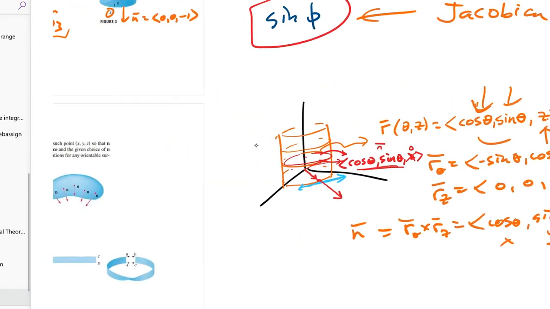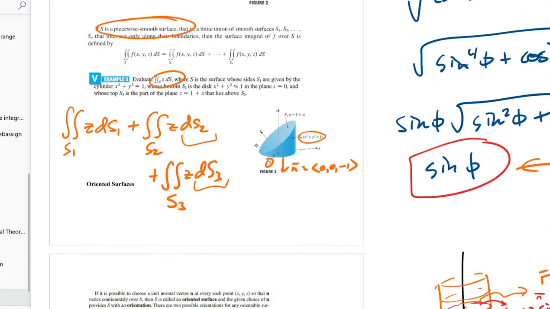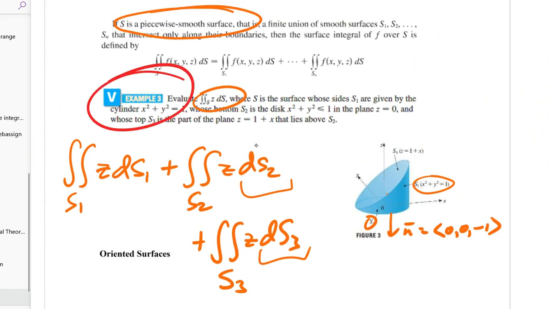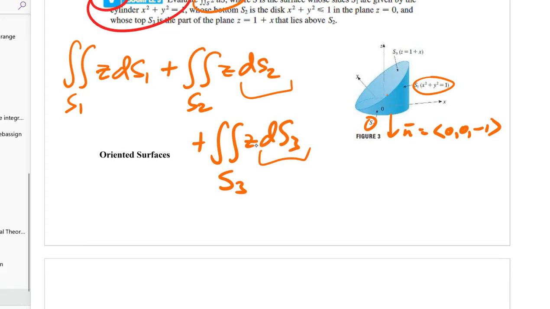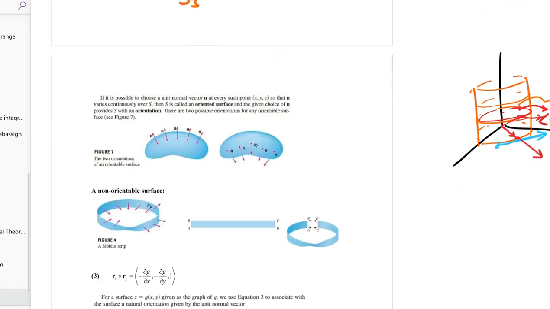Okay, so this is an example in the book. In fact, it's a video example. They actually do it, so I invite you to look at that.